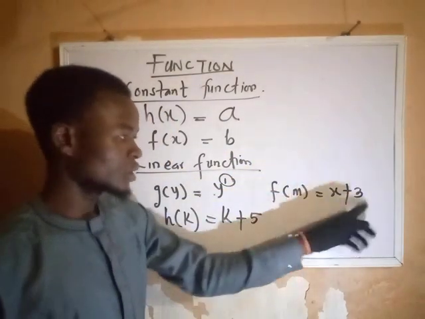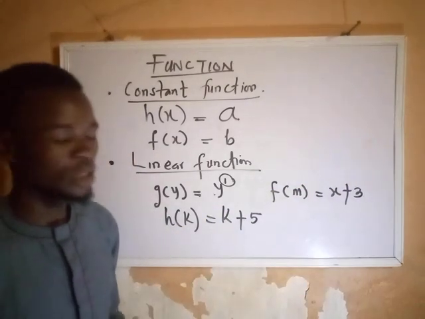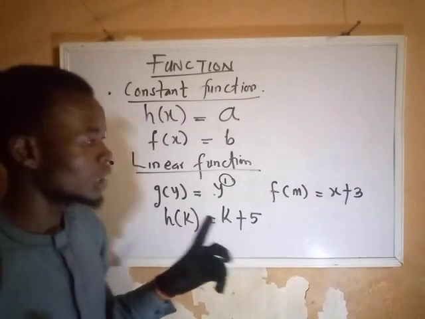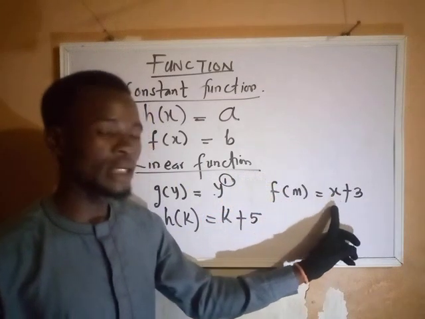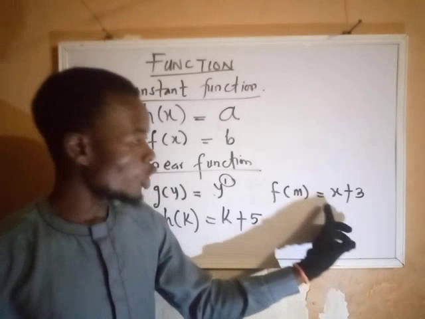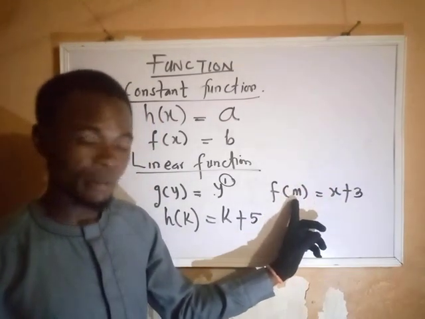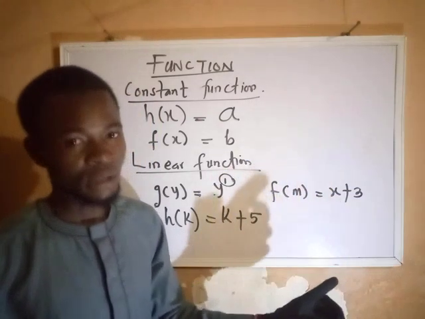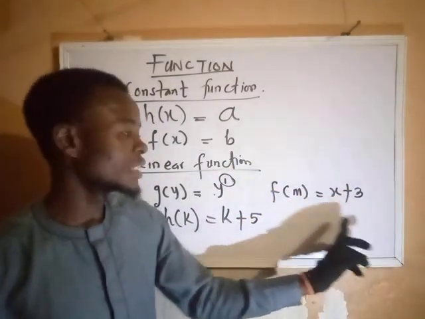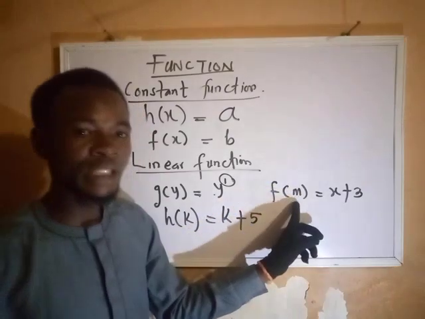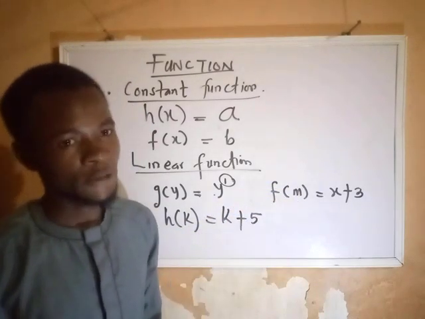What can we call this type of function? Is it a linear function or a constant function? It is absolutely a constant function, because what you have here doesn't correlate with what you have here. We have m here, which is an alphabet, and we have x here, which is an alphabet. But as far as what you have at this side is not inside this particular function, everything is constant.